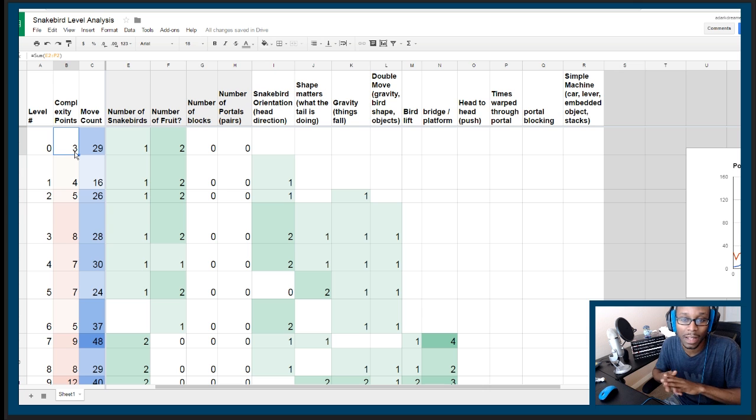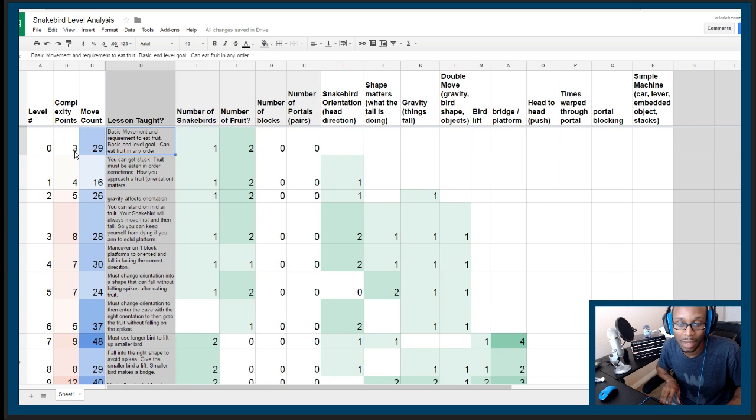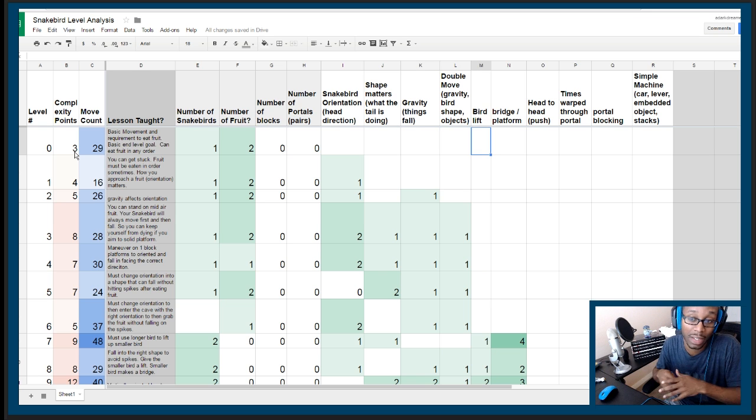I gave it 3 complexity points, and that essentially means there's 1 Snakebird, so that's 1 point. There's 2 fruit in the level, so that's 2 points for this column. There's 0 blocks, 0 portals, 0 of everything else you might find in the game, because as you might expect, that is the simplest and easiest level in the entire game. So you'd expect it to have a low complexity number and a low movement count too.